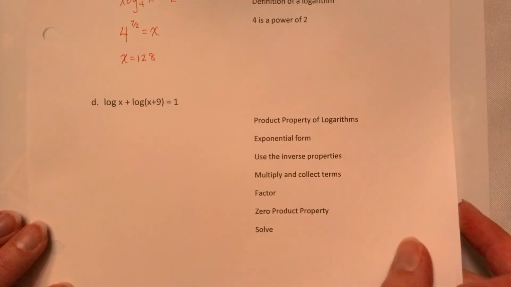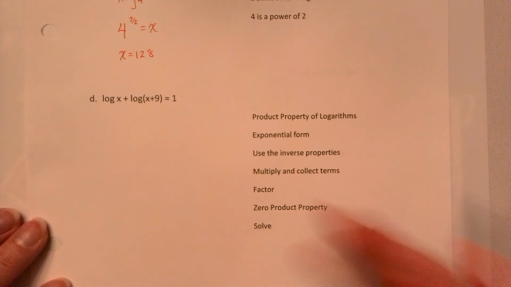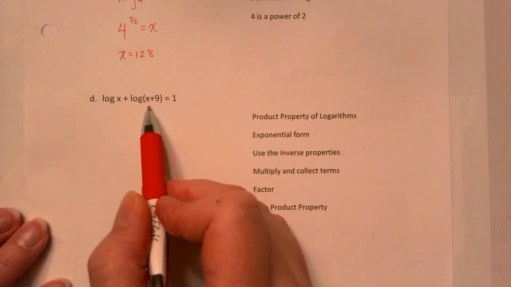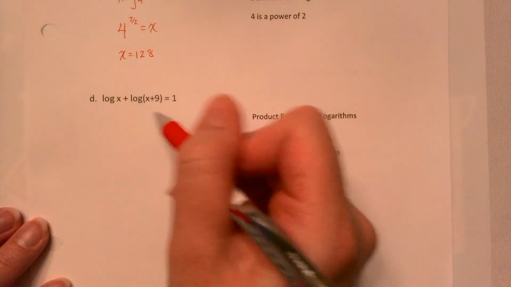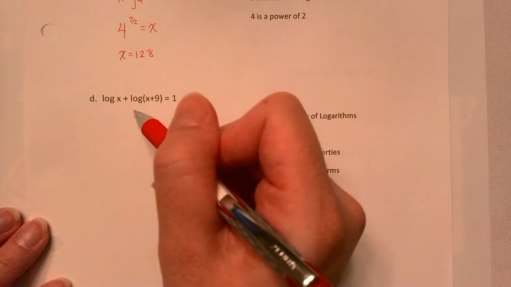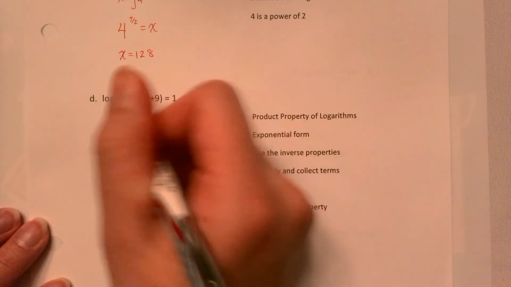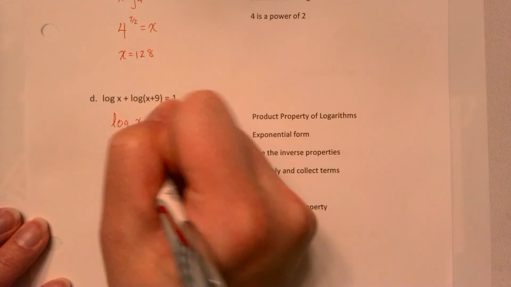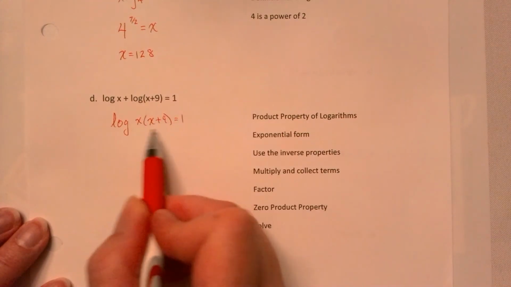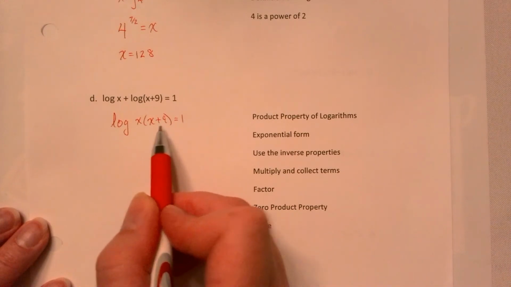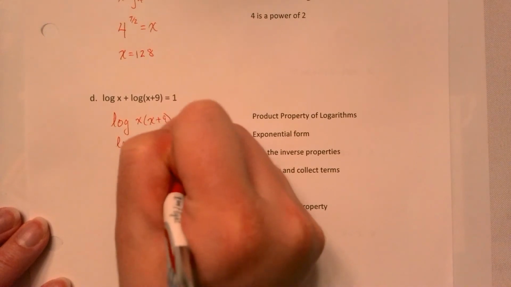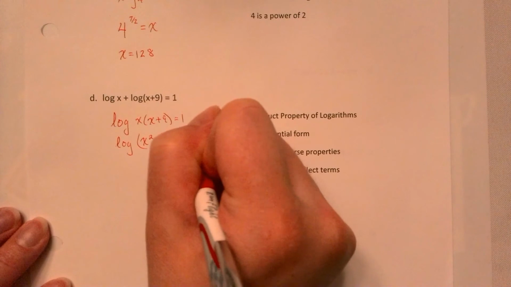All right, next problem. What I see here is addition. Okay, so I want to write this as a single log. Notice that x is in 2 places. I want to clean it up, put it together. If I would have a log on the other side of this problem, I'd want to bring it over. Okay, I want to put all the logs on one side and all the loose numbers on the other side. And I'm going to write this as log x times x plus 9 is equal to 1. And it's pretty important in here that you have x times x plus 9. So what we really end up with is log of x squared plus 9x is equal to 1.